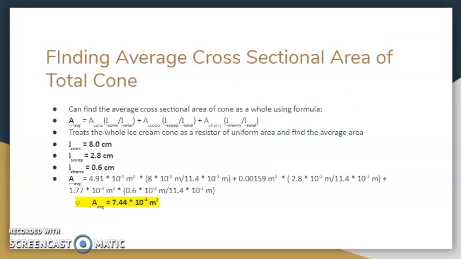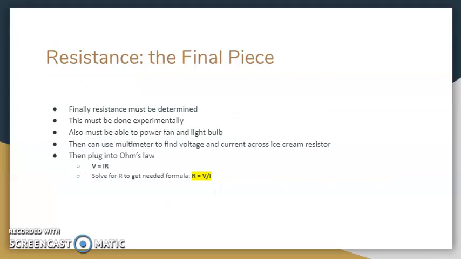0.00159 meters squared. To calculate the average cross-sectional area of the total cone, including all its component pieces, we took the cross-sectional area of each component piece and multiplied that by a ratio of its length to the total length. After doing that, we found that the average cross-sectional area of the entire cone can be modeled as 7.44 times 10 to the negative 4th meters squared. So the final piece was to find the resistance.